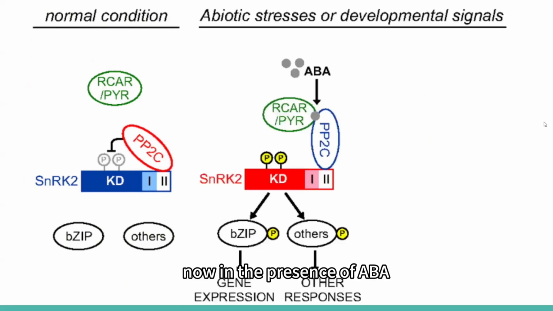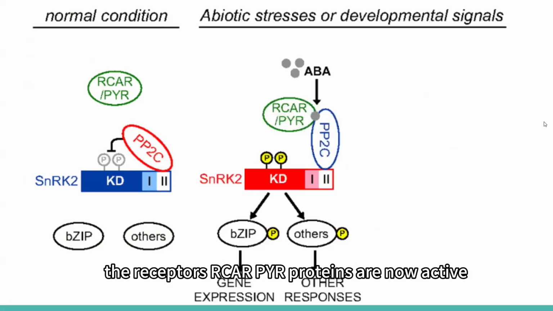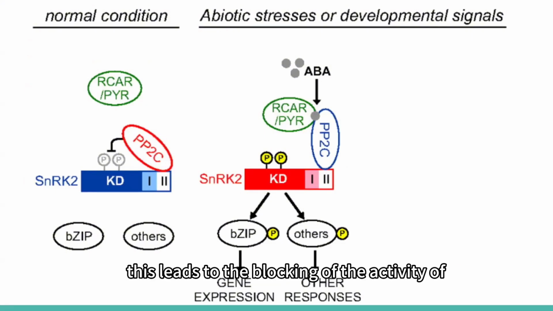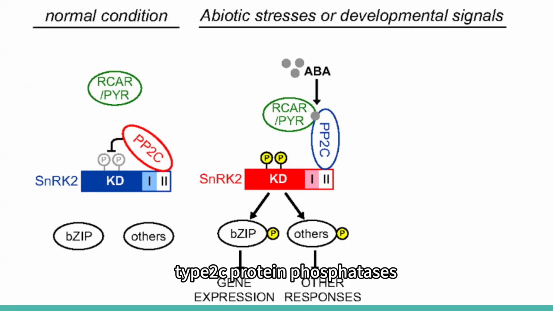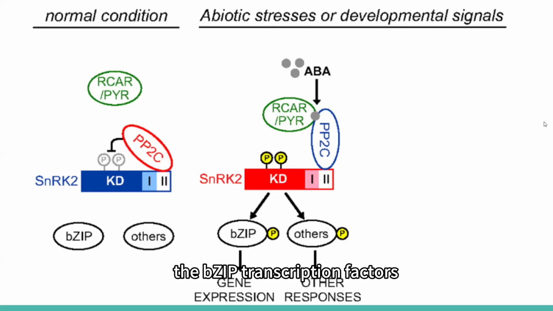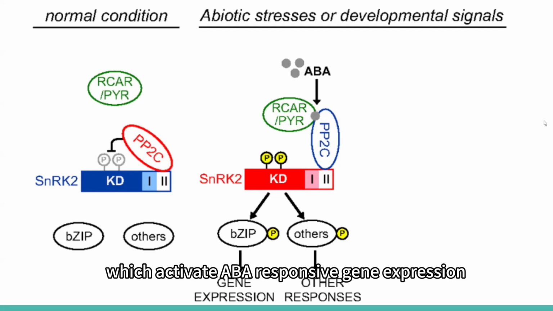Now, in the presence of ABA, the receptors RCAR, PYR proteins are now active. Consequently, this leads to the blocking of the activity of type 2C protein phosphatases. The lack of PP2C inhibitory activity causes the activation of SnRK2 protein kinases. This mechanism leads to phosphorylating downstream substrates, including the bZIP transcription factors, which activate ABA responsive gene expression.